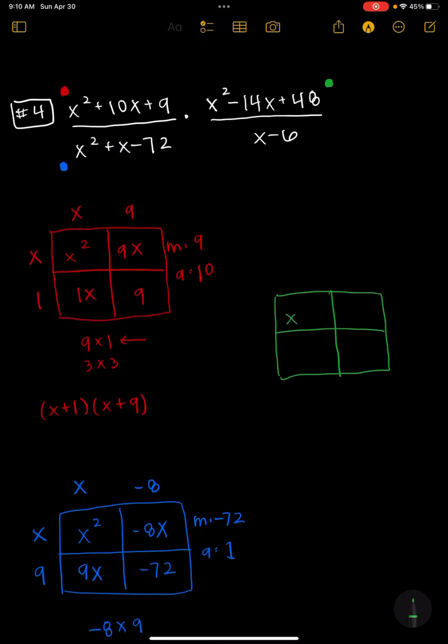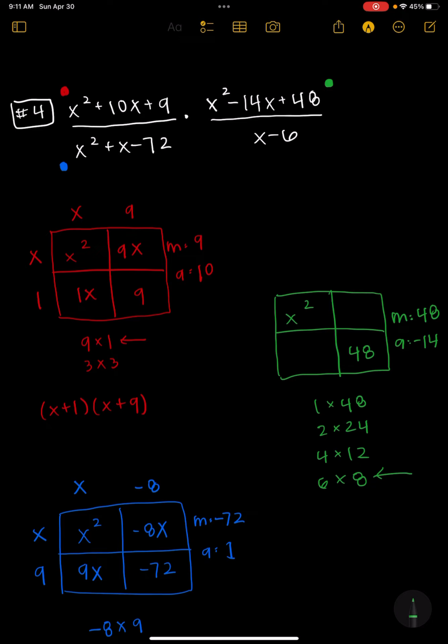So we have x squared and 48. We want to multiply to be 48 and add to be negative 14. So let's think about the things that multiply to be 48. We have 1 and 48, 2 and 24, 4 and 12, 6 and 8. Out of all of those, which ones will add to be negative 14? The 6 and the 8.